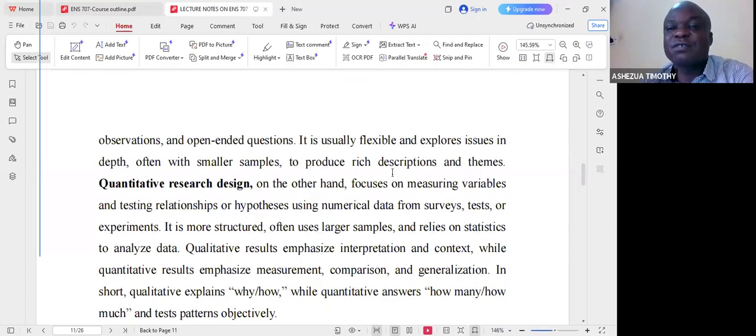Quantitative research design, on the other hand, focuses on measuring variables. It focuses on measuring variables and testing relationships or hypotheses using numerical data from surveys, tests, or experiments. It is more structured, often uses larger samples, and relies on statistics to analyze. When we say it relies on statistics, you deploy regression analysis, ANOVA, correlation, to perform your analysis.